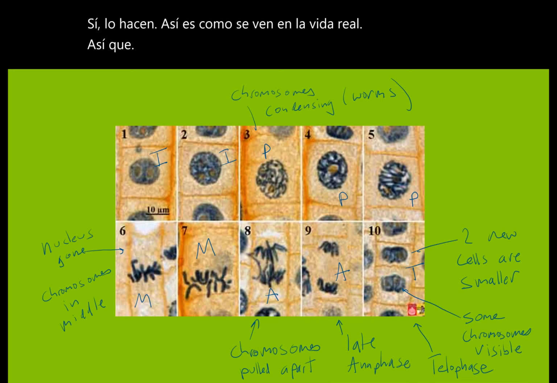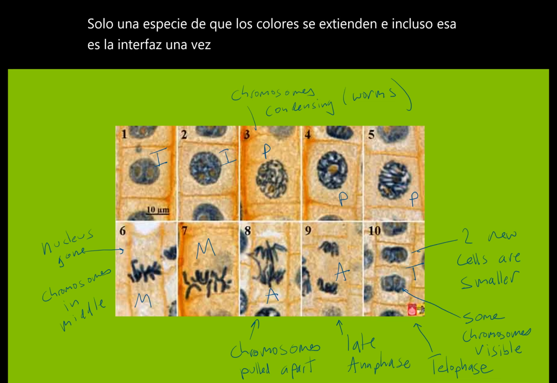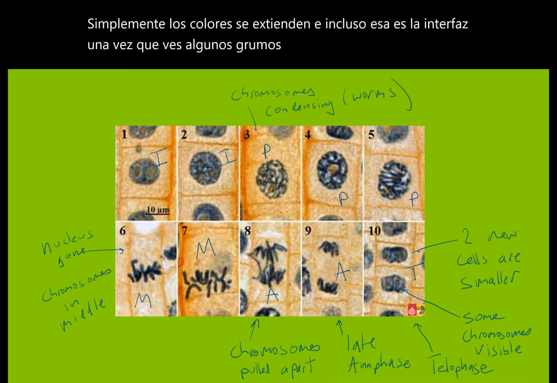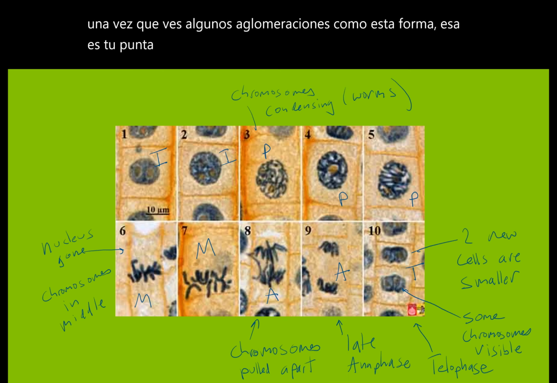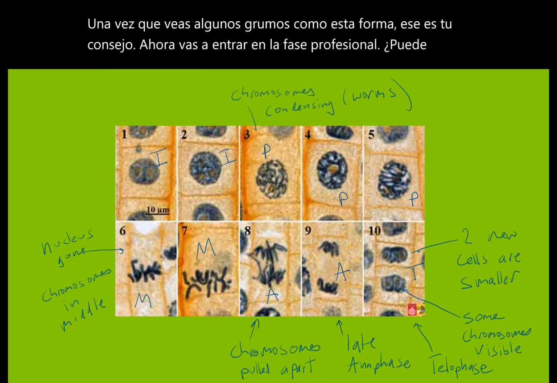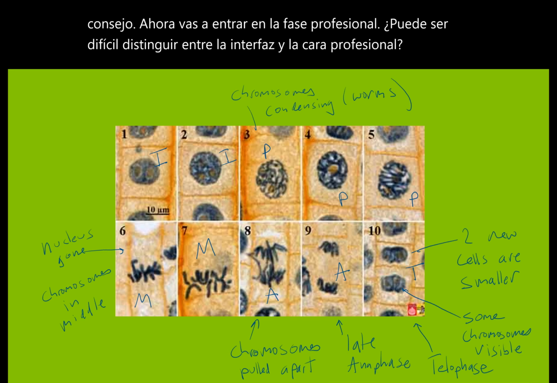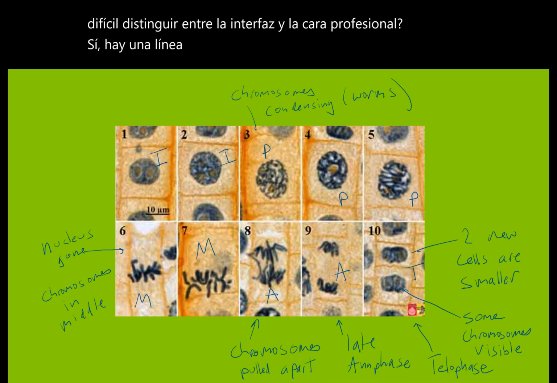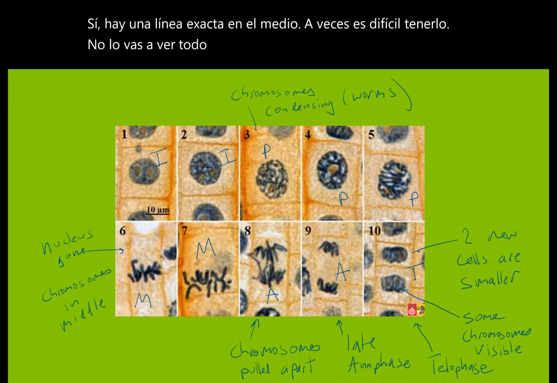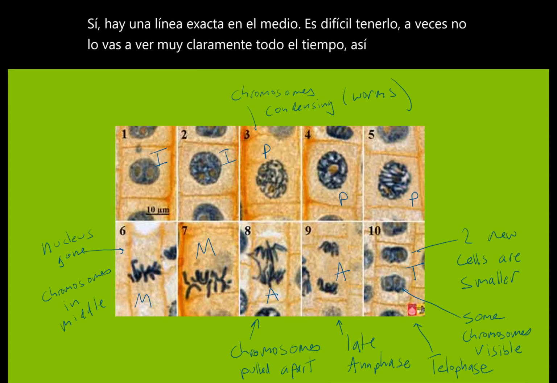Just kind of the colors all spread out and even. That's interphase. Once you see some clumping like this form, that's your tip off, you're going into prophase. Now, can it be hard to tell between interphase and prophase? Yes, there's no exact line in between. It's tough sometimes. You're not going to see it super clearly all the time. So you're just going to do the best you can when you identify these things.